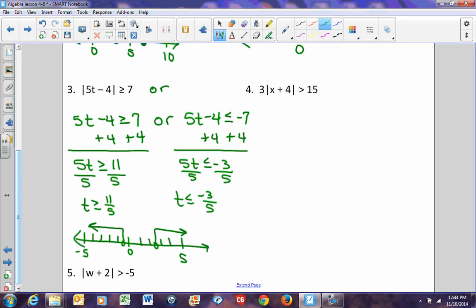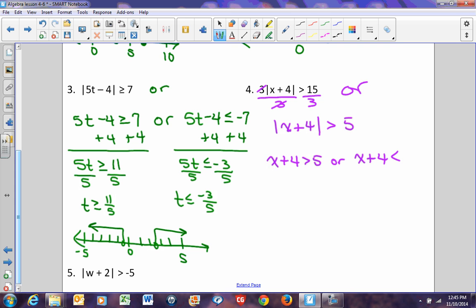We look at problem 4. 3 times the absolute value of x plus 4 is greater than 15. Well, before we can set it up as a greater than or less than problem, we have to divide by 3 first. So let's divide both sides of the equation by 3. This cancels with this. We have the absolute value of x plus 4 is greater than 5. It's a greater, so it's an or statement yet again. So we write two inequalities. x plus 4 is greater than 5, or x plus 4, switch my inequality, which is less than, and do the opposite of my number, negative 5.